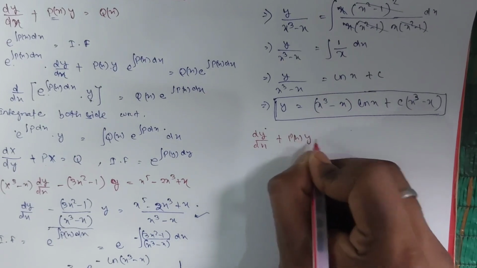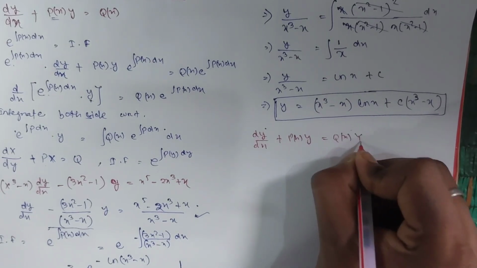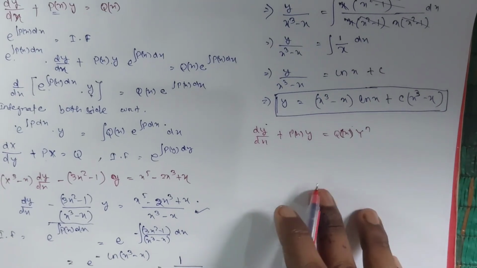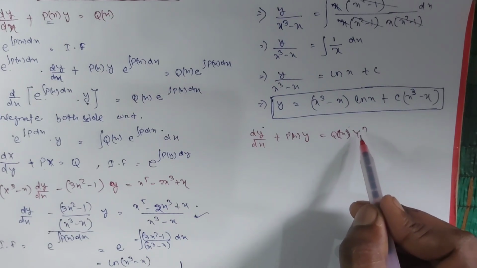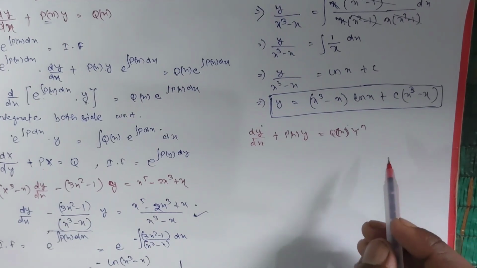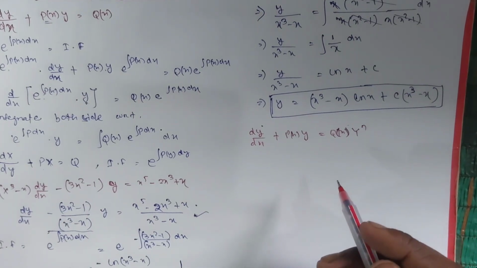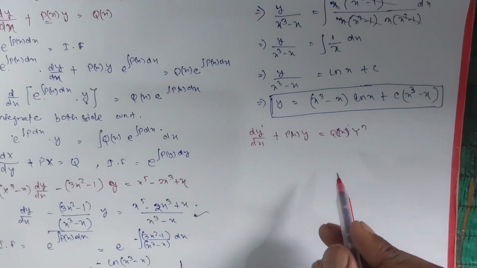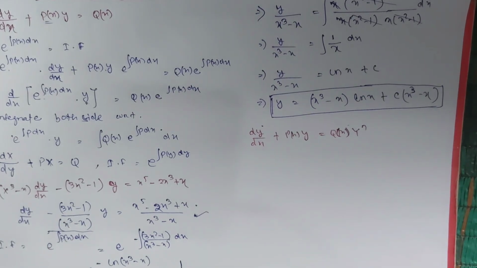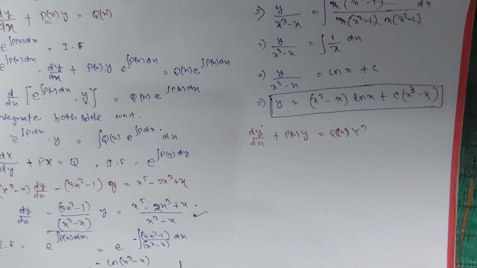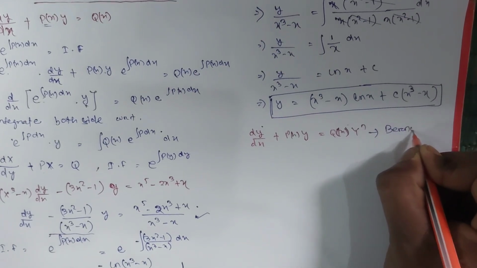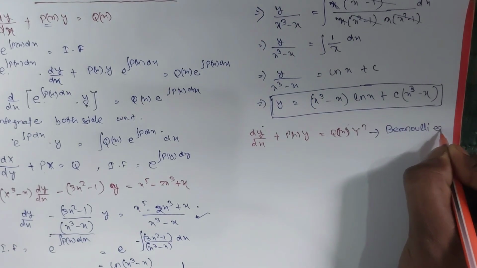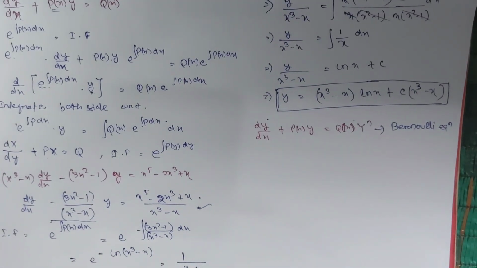plus P(x)y equals Q(x) y to the power n, is it a linear differential equation? Definitely not, because here the y term contains power n which is greater than 1, so it is not a linear differential equation. But we can solve this differential equation by converting it into a linear differential equation. This type of equation which contains some power of y is generally known as a Bernoulli equation, and it can be reduced to a linear differential equation.